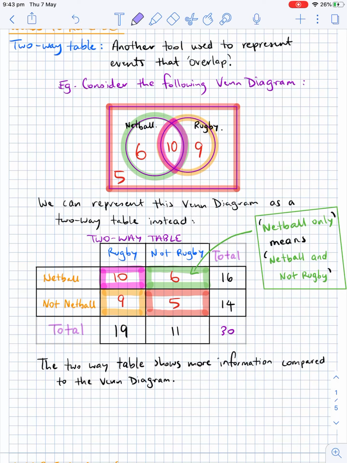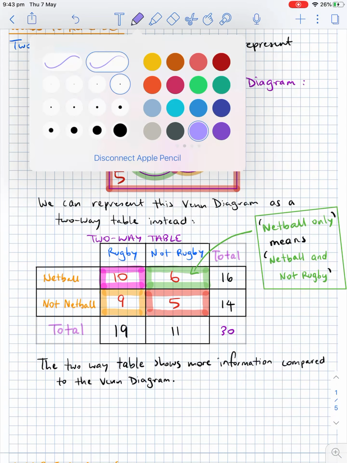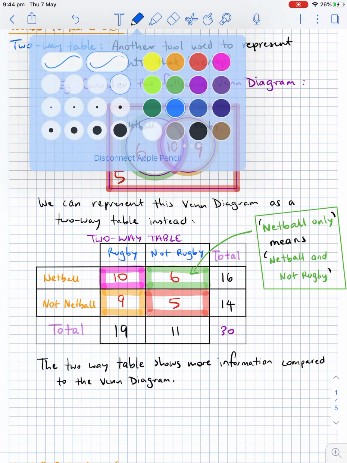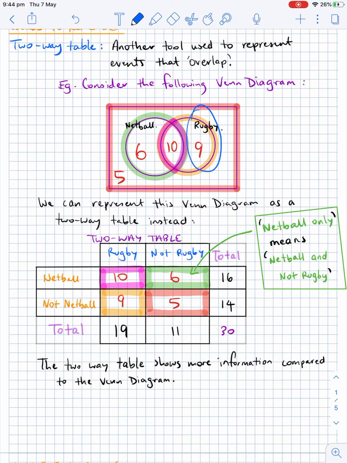This 6 here, that's in the netball only part. So that's netball, but not rugby. These two line up into this box here. So that's where I put my 6. And so let's change color. And then this 9 here, that represents... Sorry, I don't like that color. Okay, so this 9 here is for rugby only. That means it's in the rugby section, but it's in the not netball section because it's rugby only. So this 9 goes right there.